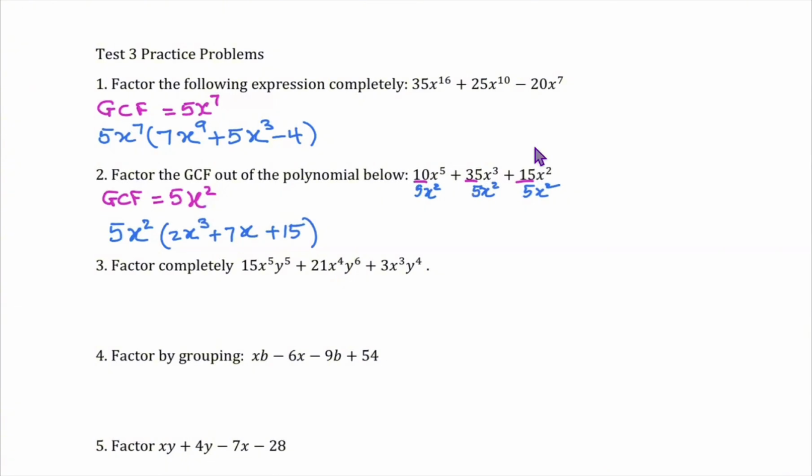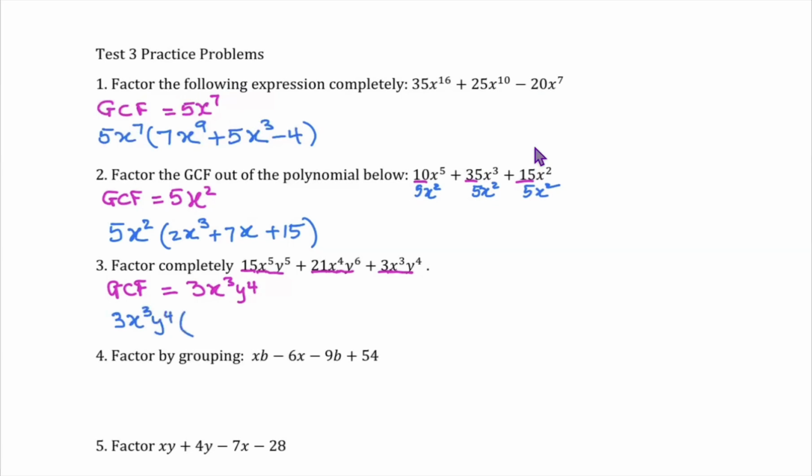Factor completely, number 3. We will identify the GCF. In this case, we have two variables, x and y. We're going to do the same thing. The GCF will be the GCF of the coefficients, which is 3. The least exponent of x: x to the 4, x to the 5, x to the 3. So that's x to the 3, the least exponent is 3. For y: y to the 5, y to the 6, y to the 4. The least exponent is 4, y to the fourth. Now we're going to factor this GCF out because they said completely. 3x to the third, y to the fourth, factored out.